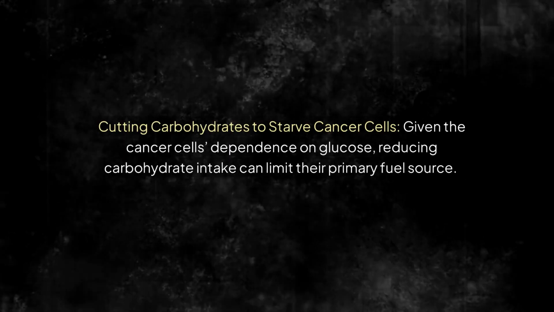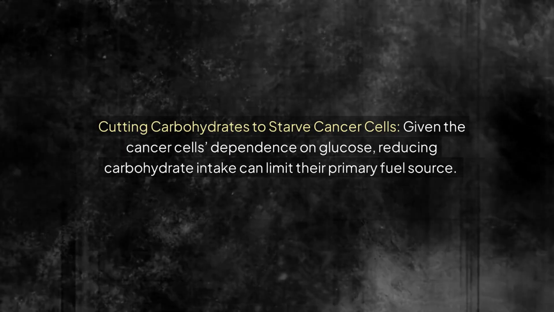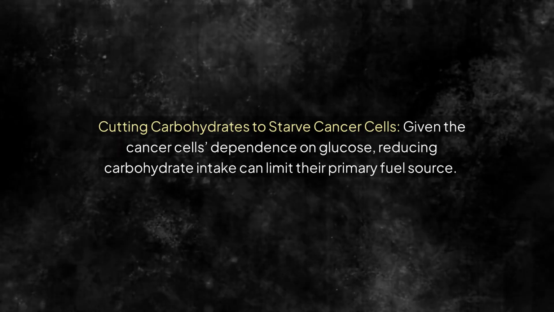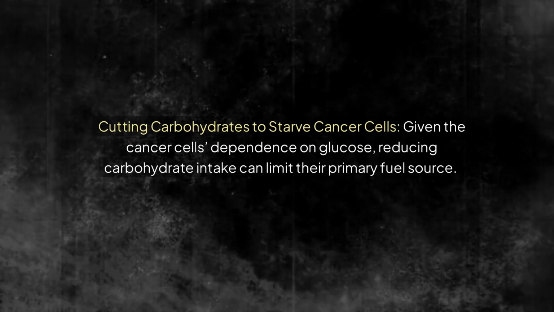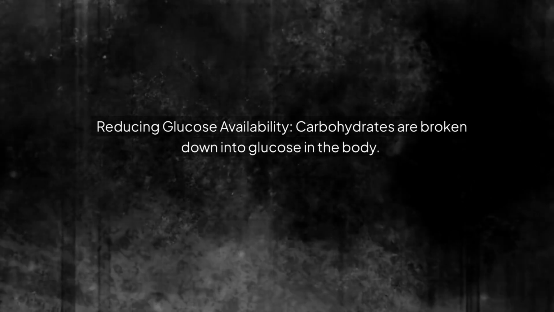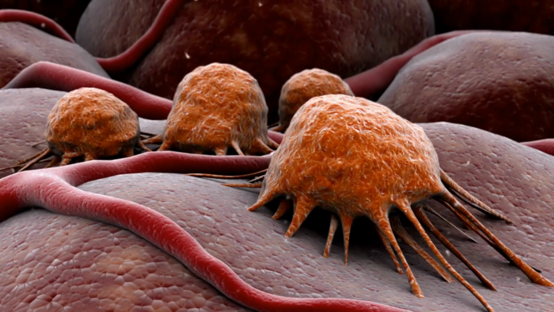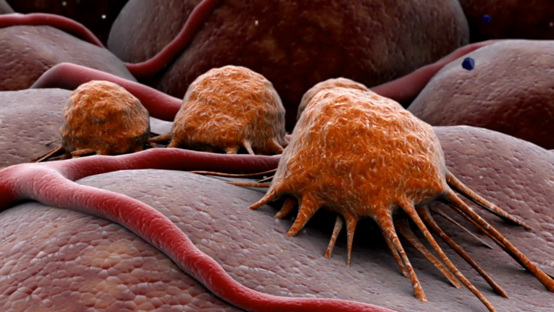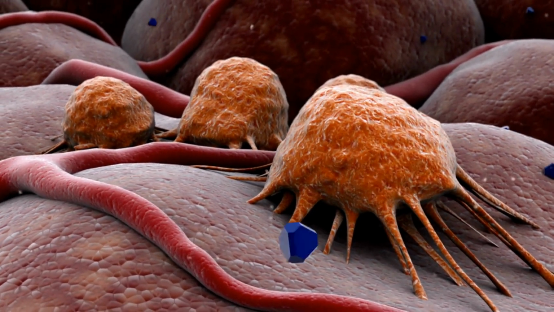Cutting carbohydrates to starve cancer cells. Given the cancer cell's dependence on glucose, reducing carbohydrate intake can limit their primary fuel source. Here's how it works. 1. Reducing glucose availability. Carbohydrates are broken down into glucose in the body. By cutting down on carbohydrates, you reduce the availability of glucose, the primary fuel for glycolysis in cancer cells.